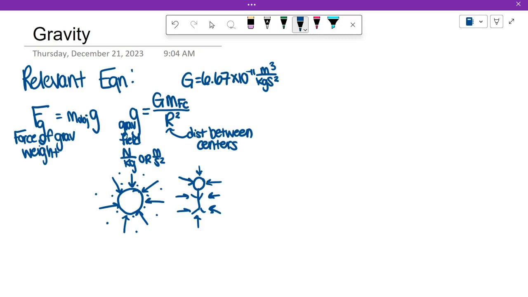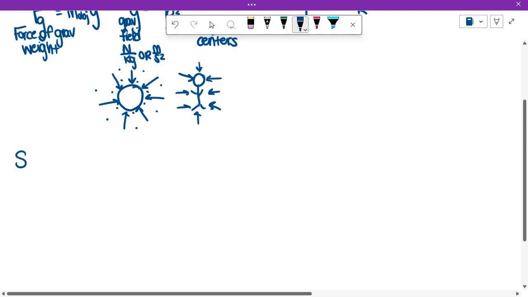So if I was to combine this force of gravity equation with this gravitational field equation by substituting in, I would get our second force of gravity equation, okay, which is G, mass of the object, mass of the field creator, all over the distance between centers squared. So those are all of our relevant equations for gravity. Now, one of them we already know, the other two we figured out in class. Okay? Now let's talk about some sticky bits with gravity.